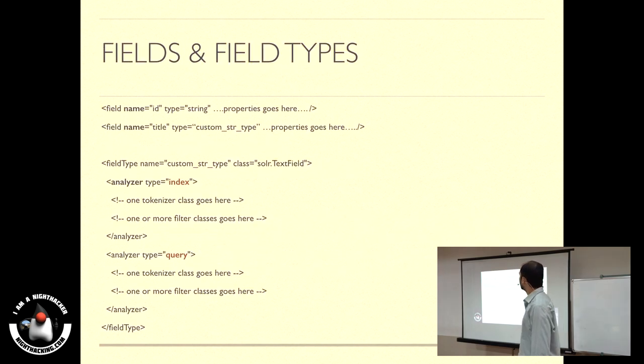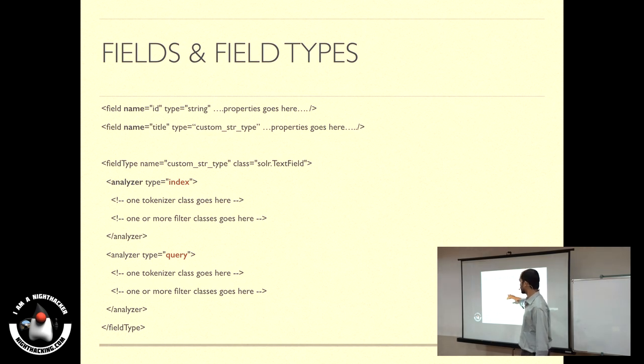Okay, so fields and field types. I don't know if it's readable. The top two lines define the fields. The first line is something I already told you: the ID field is already there. And you define the title field, and you give it a type. Something to notice here is you could have written string, which is a built-in data type. Instead, I'm giving my own data type. These custom data types have to be defined separately by saying that it's a text field.